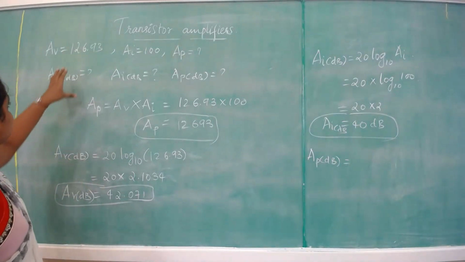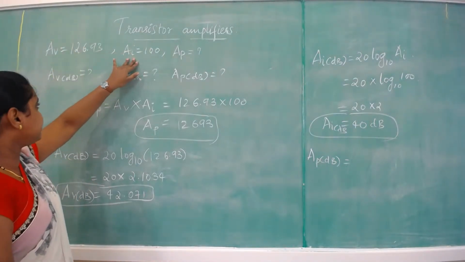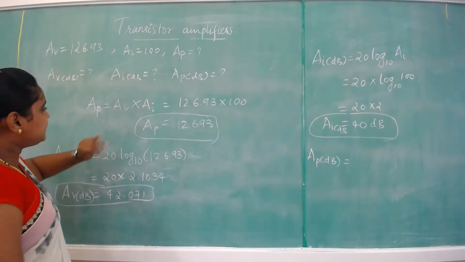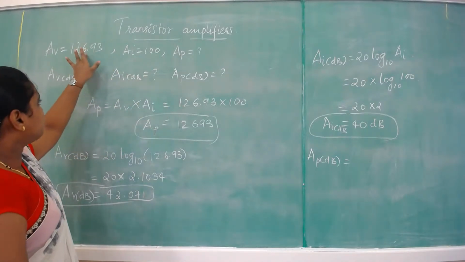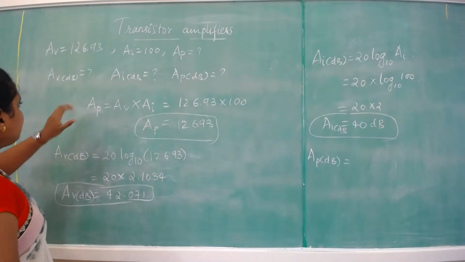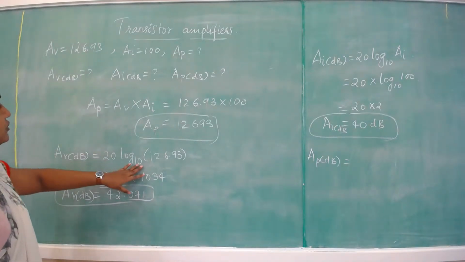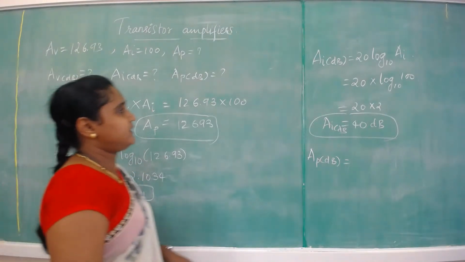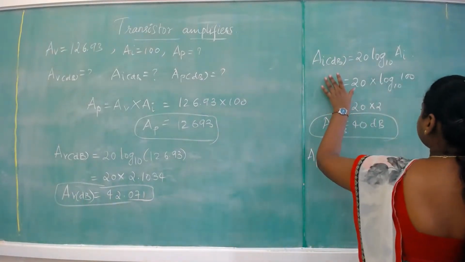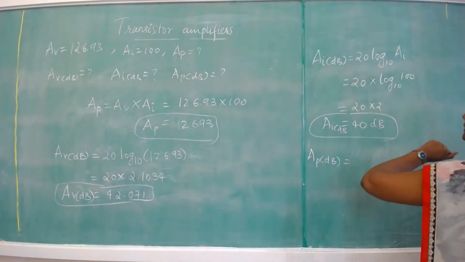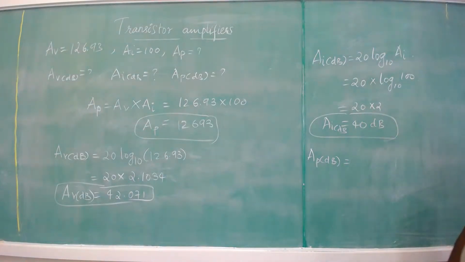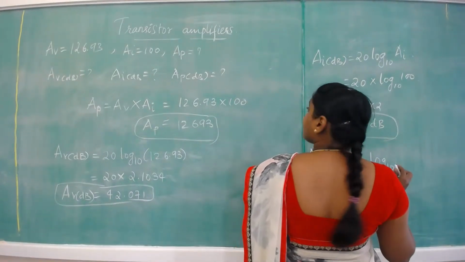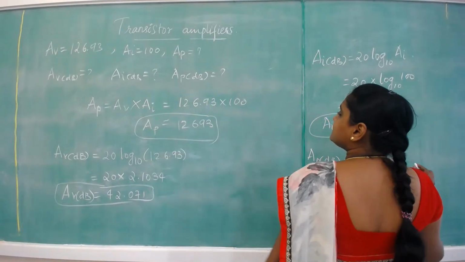So they are giving the value of voltage gain, they are giving the value of current gain, they are telling you to find the normal power gain value and also all the gains in terms of dB. So normal power gain is just the product of the voltage gain and current gain. So this is the answer. AV in terms of dB, 20 log to the base 10 of the given value, that is 42.07. Coming to this, AI dB, 20 log to the base 10 of 100, log of 100 is 2, so 20 into 2 is 40.